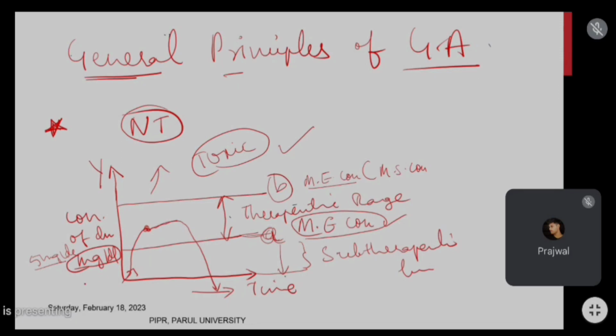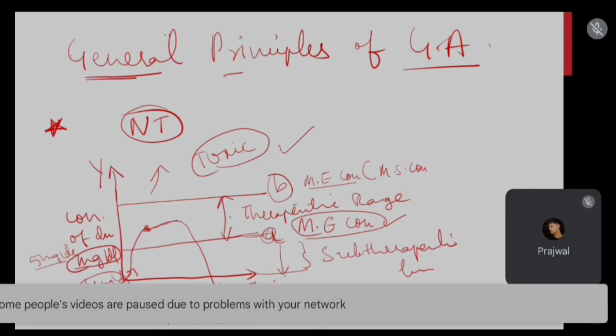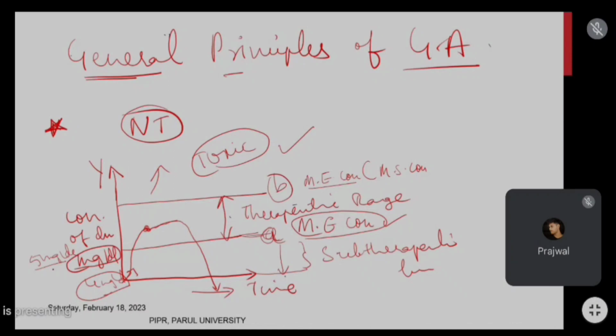For example, if the drug is at 4 mg per dl, the drug will not show its action. To show action, it must reach a minimum of 5 mg per dl. Just for example, I am telling these minimum effective concentration and maximum effective concentration. These concentrations vary from drug to drug.